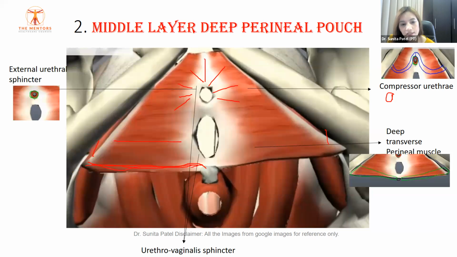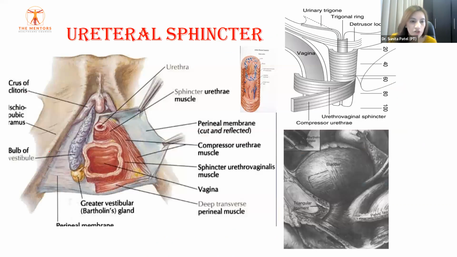So we call it a deep transverse perineal muscle, which is merging into the perineal body. Again, stability. This is the muscle of stability, which provides the stability. And this is a muscle which provides the sphincteric effect also. If you want to see that in real time, this is the image.